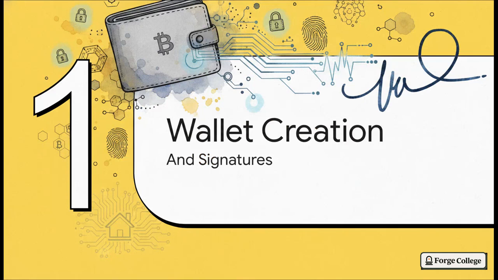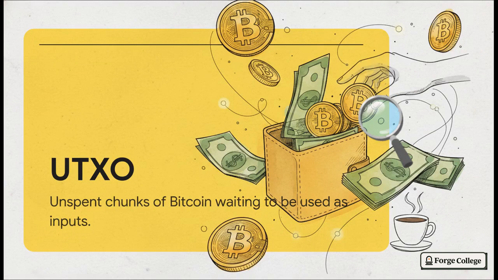Part 1. Wallet creation and signatures. Okay, so every great journey begins at home, right? For our transaction, home is your wallet software. This is the starting point where you decide you want to send some Bitcoin, and the software silently goes to work constructing a digital message.